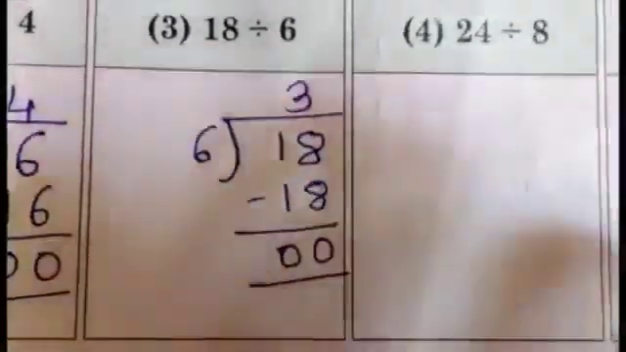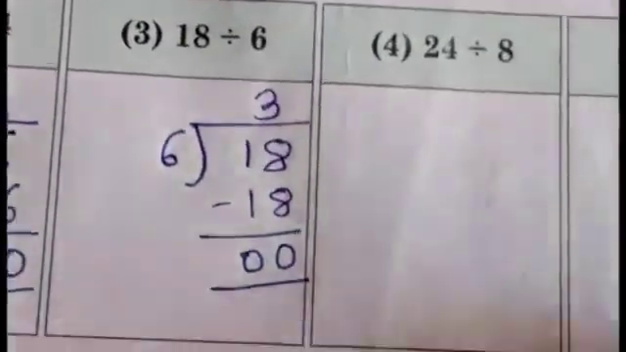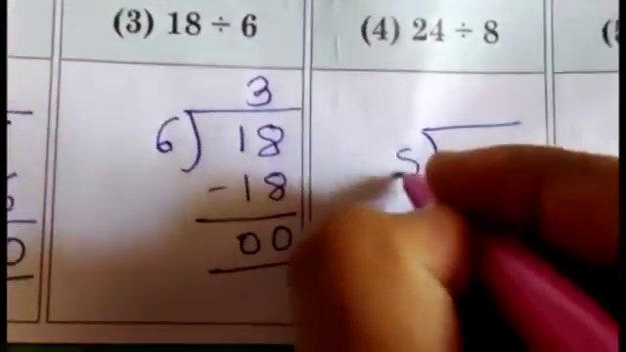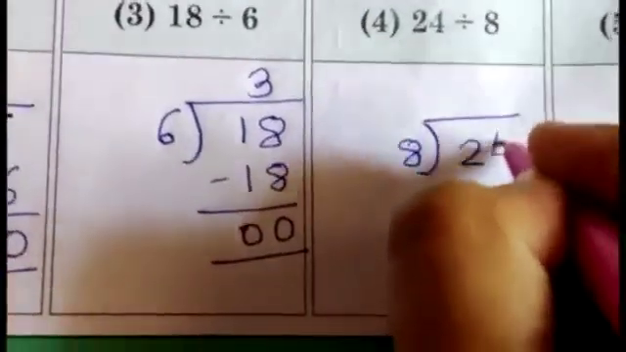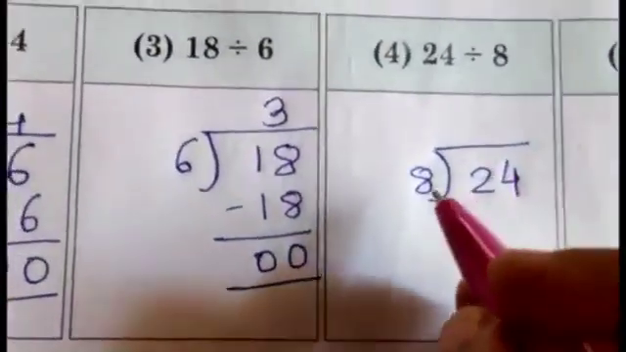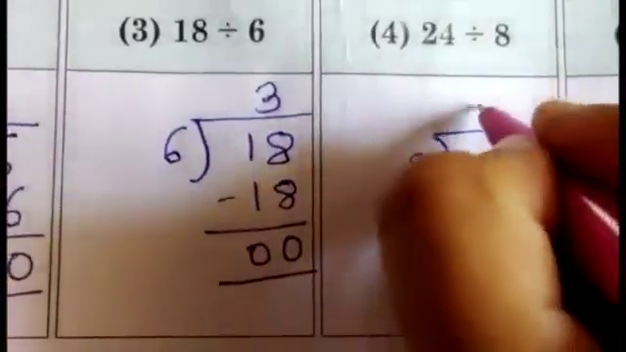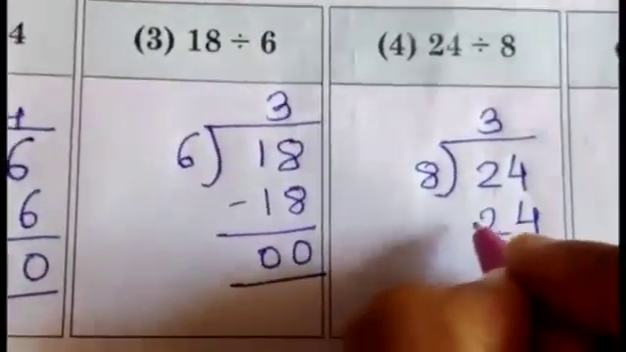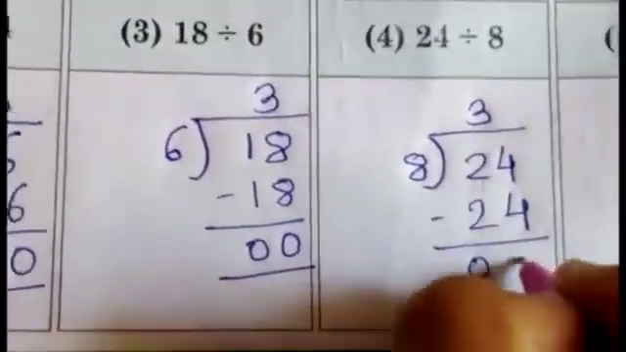Okay. Now fourth question. Fourth one is 24 divided by 8. So again you will do the division. 8 is a divisor, 24 is a dividend. Okay. So 8 3s are 24.